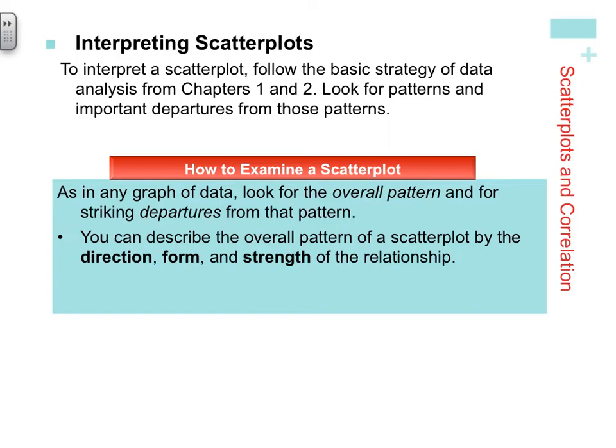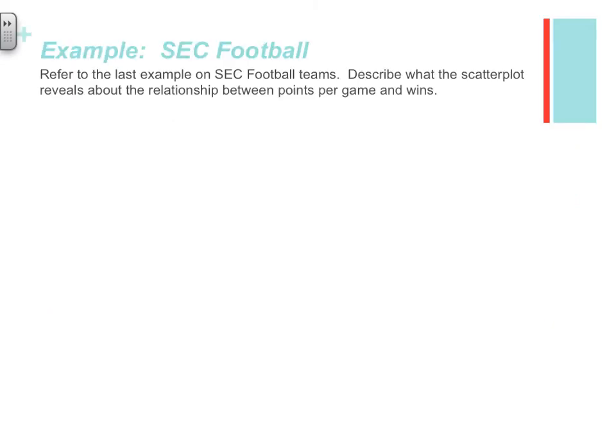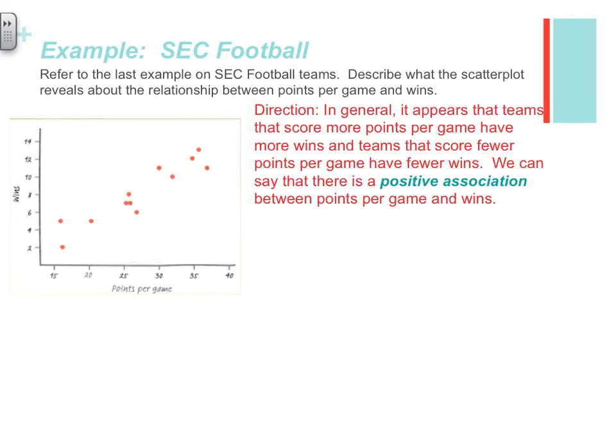You can describe the overall pattern of a scatterplot, a little bit differently, by the direction, the form, and strength of the relationship. Each of these we'll talk more about. An important kind of departure is an outlier, much the same as with a single variable, an individual value that falls outside of the pattern of the relationship. So let's take a look at the SEC football data. This is obviously a computer-generated scatterplot, so it's a little bit cleaner than mine was.